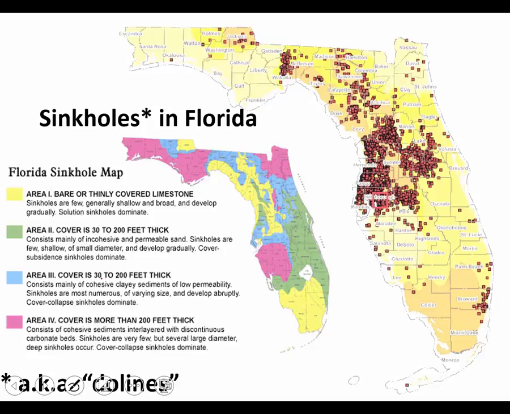And so it's not just having cover, but the permeability of the overlying cover will determine, are we going to have cover subsidence or cover collapse? When you think about permeability, it kind of makes sense that if you had permeable cover, then water infiltrates down and is dissolving the material below. Okay, and the whole thing just gradually subsides.